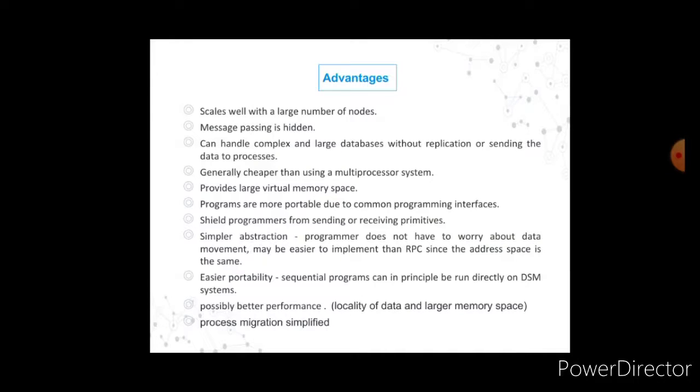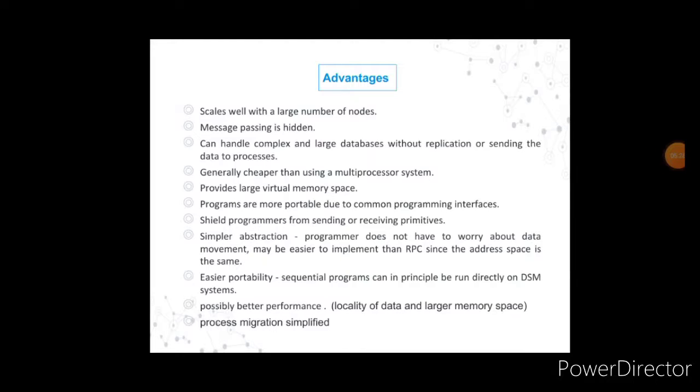Programs are more portable due to common programming interfaces. It shields programmers from sending or receiving primitives. Some of the advantages in DSM are similar abstraction, easier portability, possibly better performance, and simplified process migration. In similar abstraction, the programmer does not have to worry about data movement, and it may be easier to implement than RPC since the address space is the same. And for easier portability, sequential programs can in principle be run directly on DSM systems.